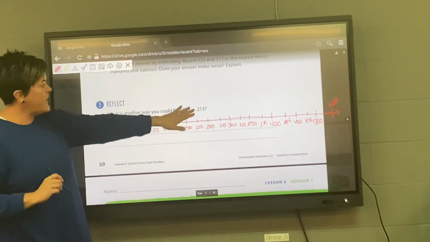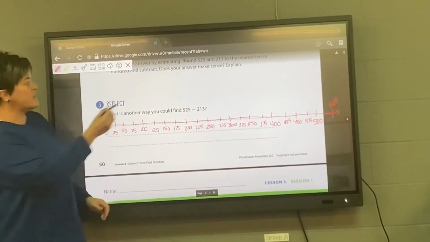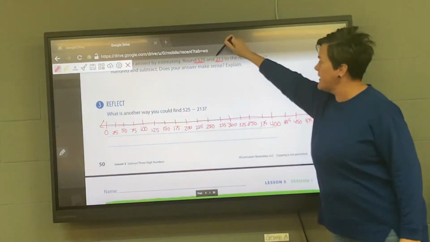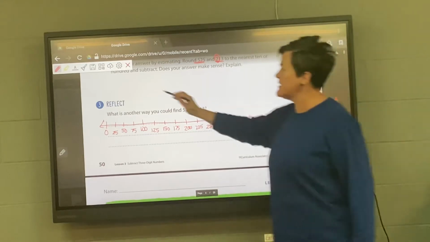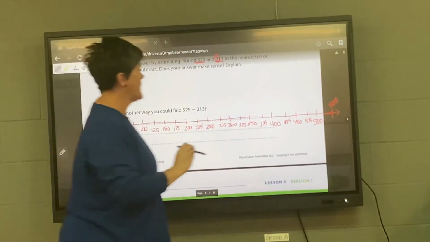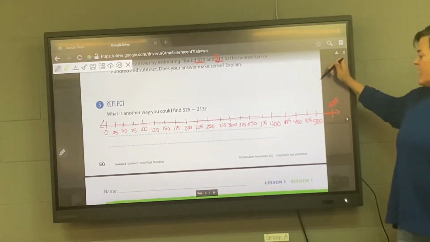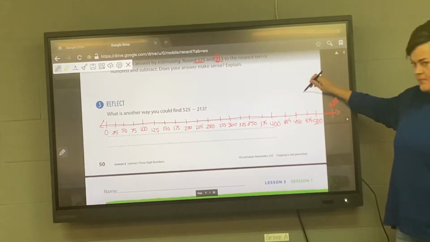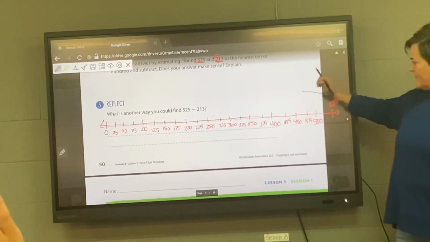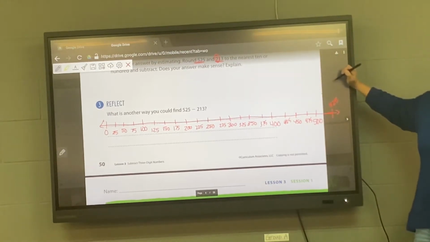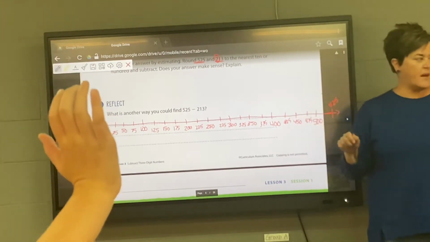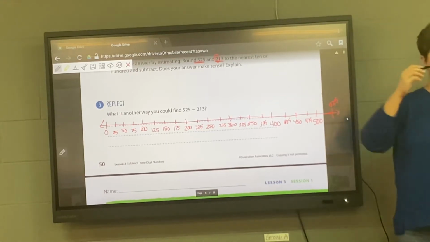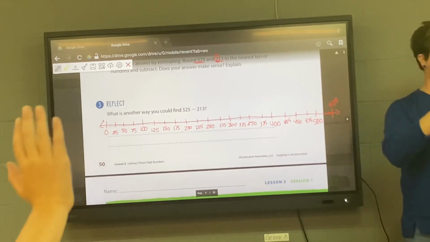Okay, so we are at 525 and we need to subtract 213. Okay? How many hundreds do we need to take away? 2 hundreds. So if we are at 525 and I go back 100, where would I need to stop? If I have 525 and I take away 100 from that.